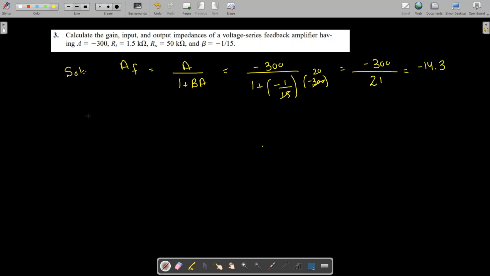Now we need to find the input impedance, the input resistance with feedback, that is ZIF. Now because this is voltage series feedback, we know that the series feedback tends to increase the input impedance.